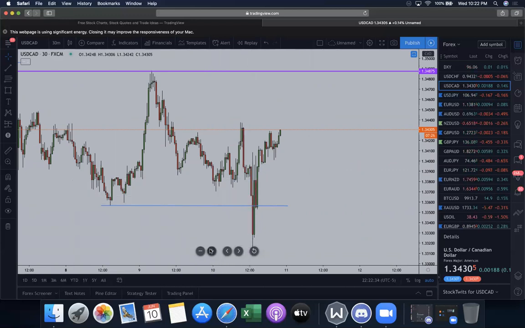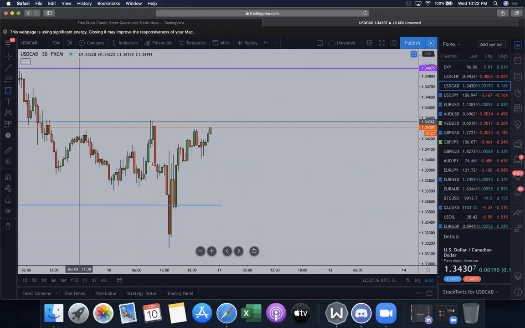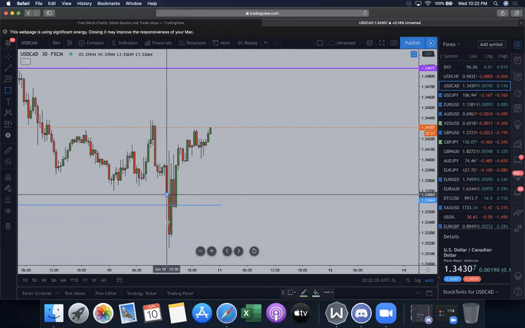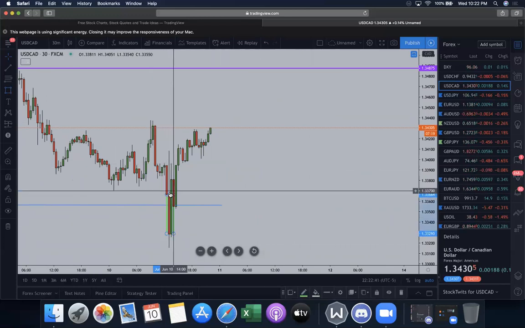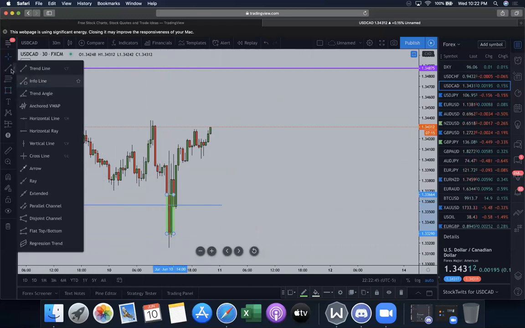Down move through the lows. So this is the bearish move through the lows right here, right? And then you can see bullish engulfing, right? The candle closes.